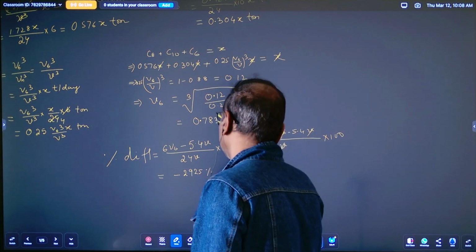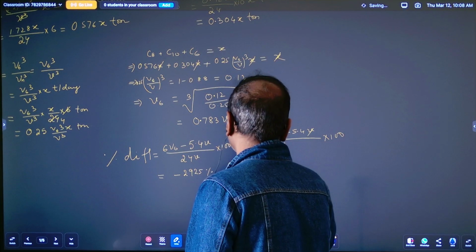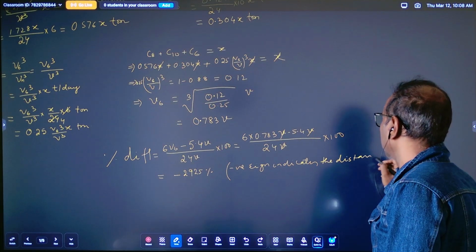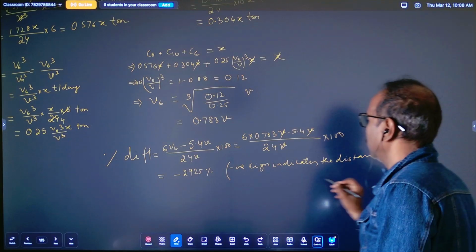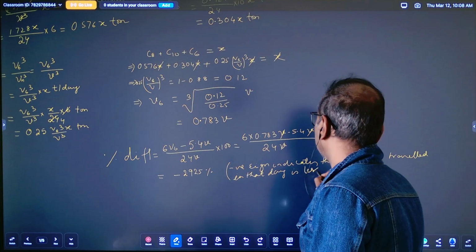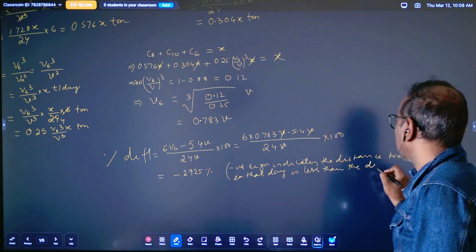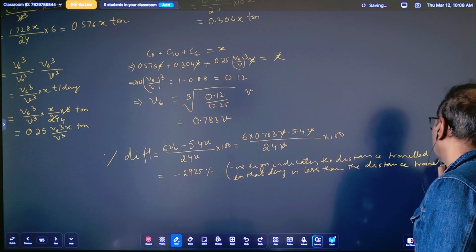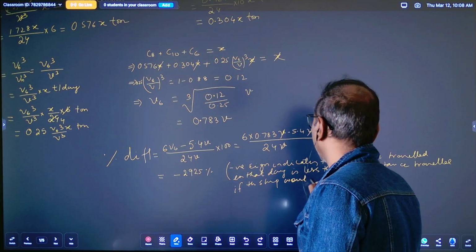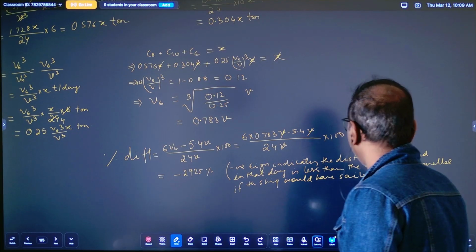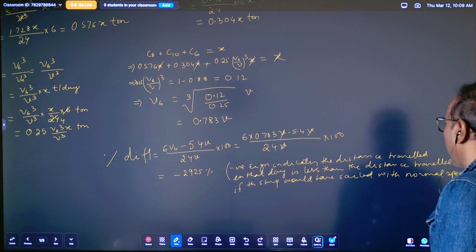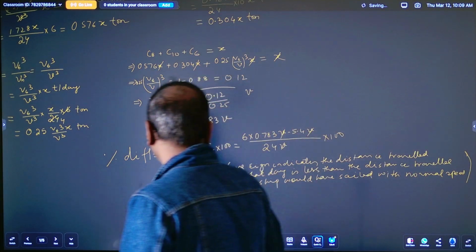So you should write in the comment, negative sign indicates the distance travelled in that particular day is less than the distance travelled if the ship would have sailed with normal speed. Then you will get the full marks because we have to mention minus.